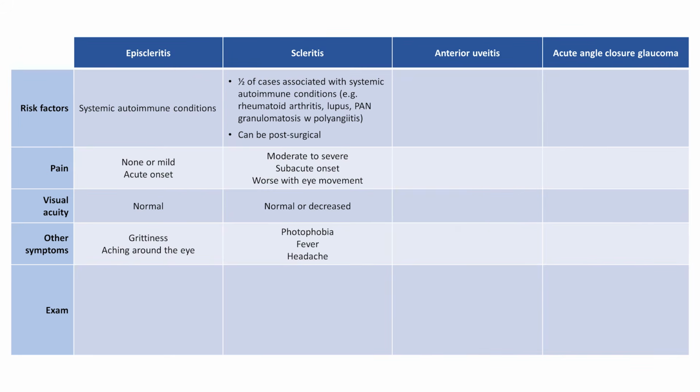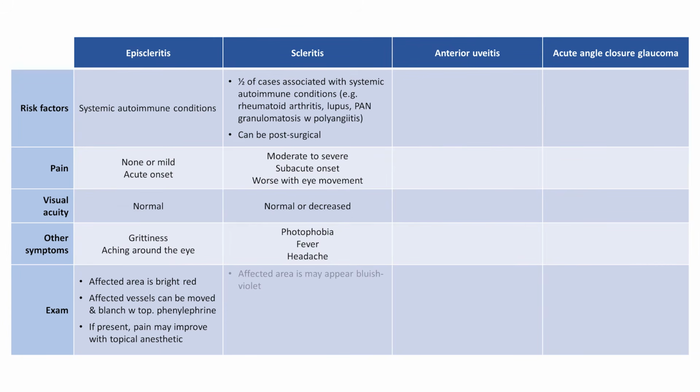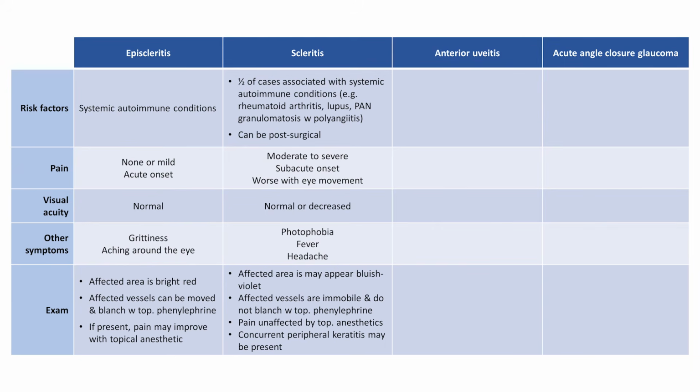Regarding the exam, in episcleritis, the affected area is bright red, and vessels can be moved and blanched with topical phenylephrine. And if pain is present, it improves with topical anesthetic. In scleritis, the affected area may appear bluish to violet, vessels are immobile and do not blanch with phenylephrine, and pain is unaffected by topical anesthetics. As the scleral stroma is contiguous with the cornea, concurrent peripheral keratitis may be present.